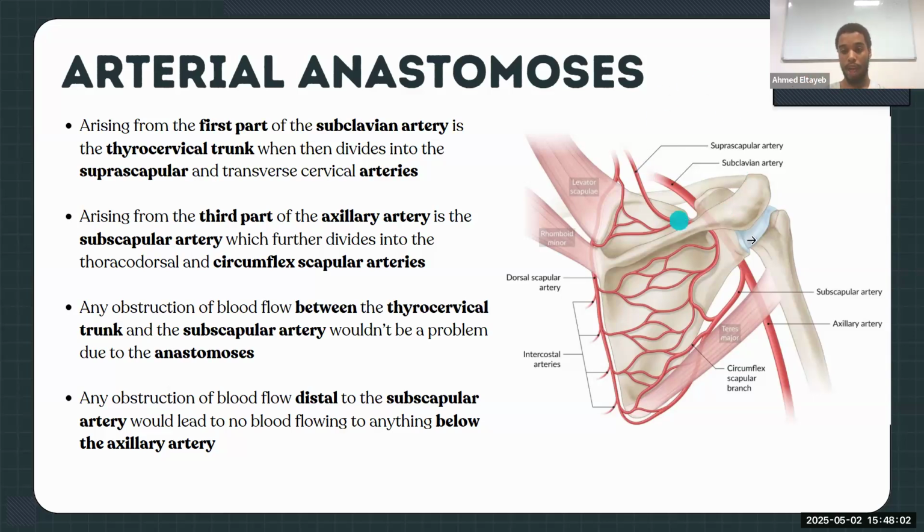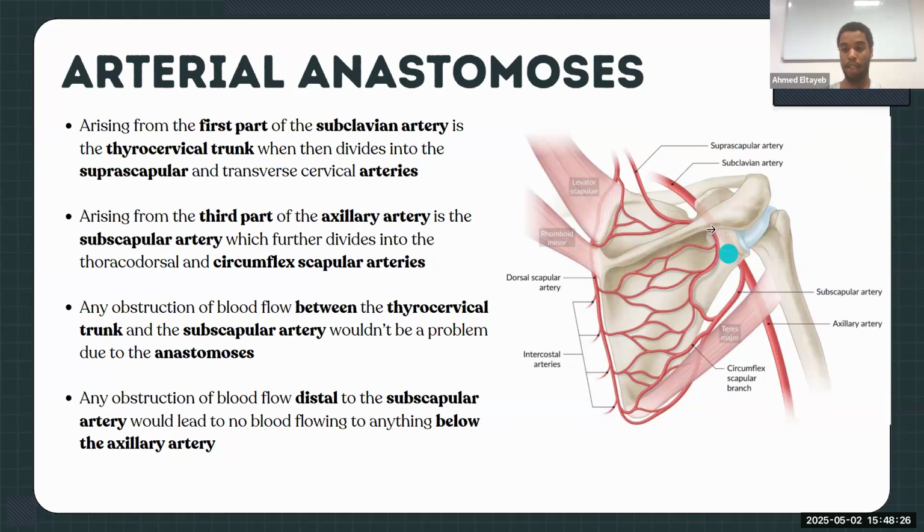Now, if we had a blood clot, for example, form between the first or second part of the axillary artery, it would be fine. Why? Because we have anastomosis with the thyrocervical trunk and the suprascapular artery, and the subscapular artery and the circumflex scapular. So anything blocked in between would just be compensated by the anastomosis.